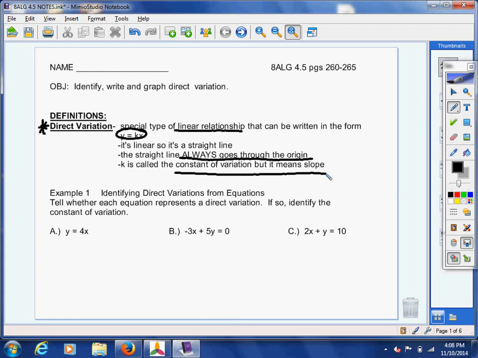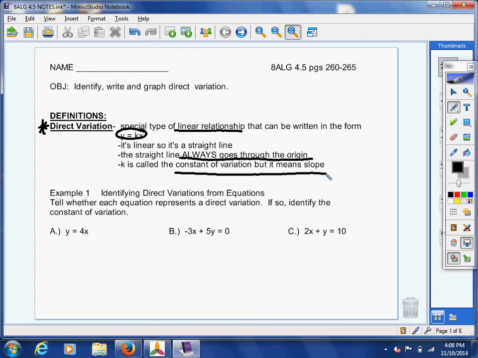So let's look at example 1. In this example, we're going to identify direct variations from equations. I've got 3 of them here for you to look at. We're going to tell whether each equation represents a direct variation, and if it does, we're going to identify the constant of variation. So let's go ahead and get started with letter A.